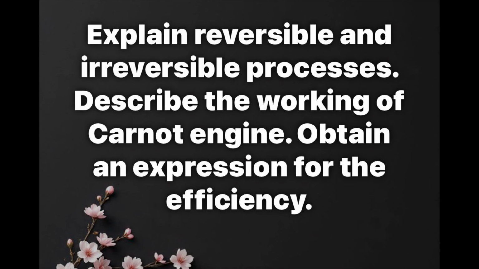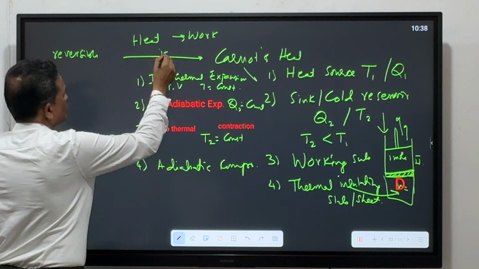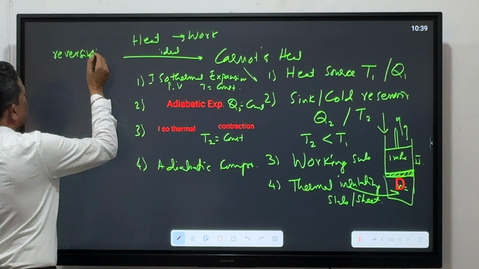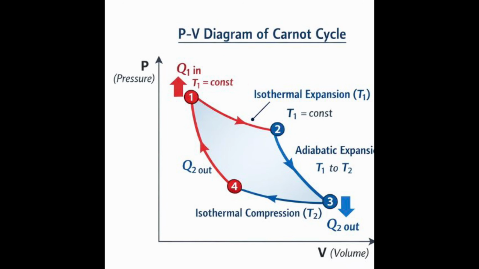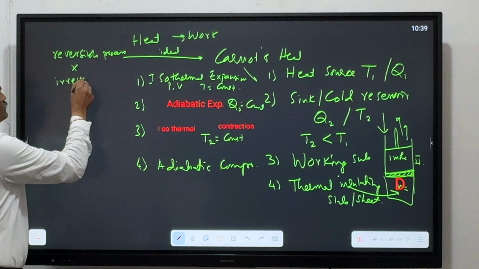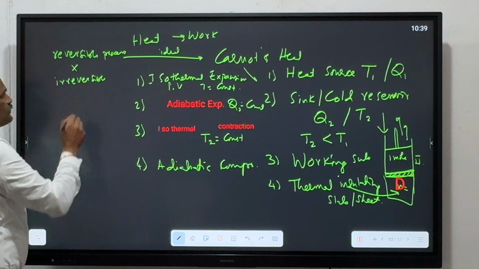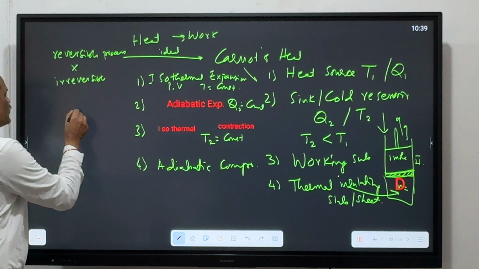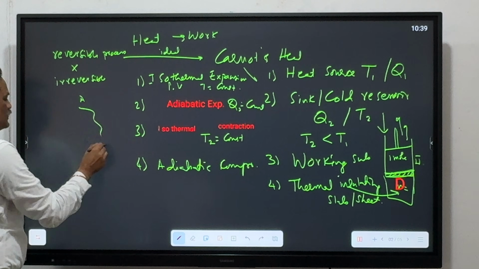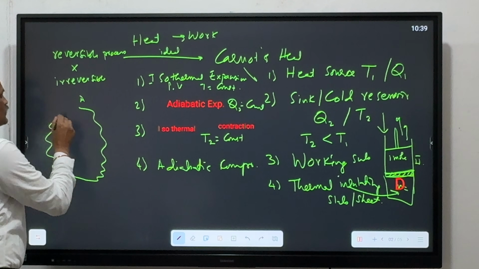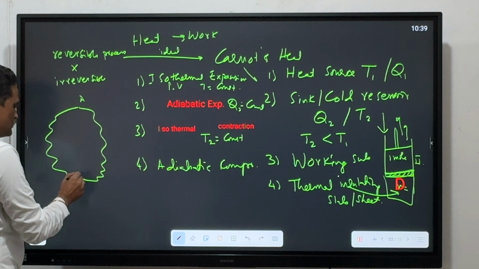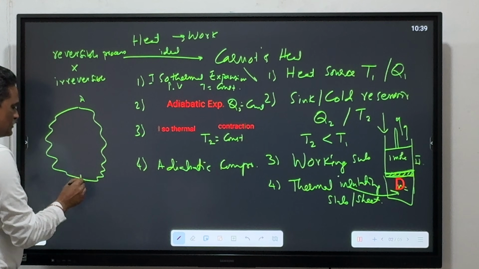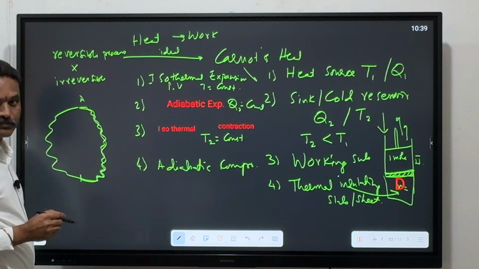This question starts with: what do you mean by reversible process? Carnot's heat engine is an ideal heat engine where a reversible process takes place. What do you mean by reversible? Opposite of this is irreversible. There are two types of processes. I start at point A and I go in this way. If I am able to come back to the same position, that is called a reversible process.